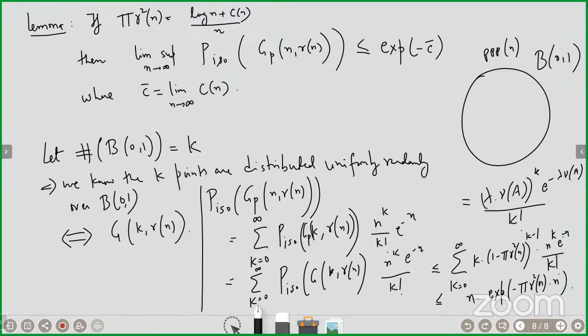So don't worry about the algebra, worry about what we really did. It's a very clever trick to condition on the number of points falling in the region with the Poisson point process, and that gave a handle on the isolation problem. Otherwise, it's difficult to compute the isolation probability, because I don't know how the points are distributed.